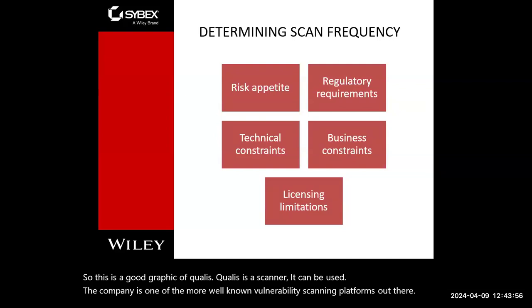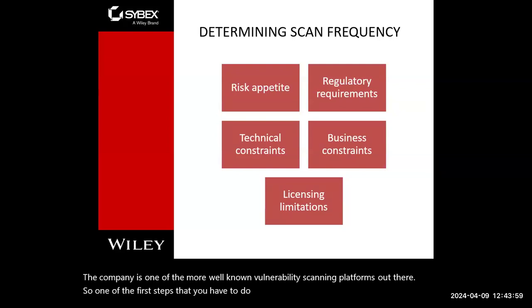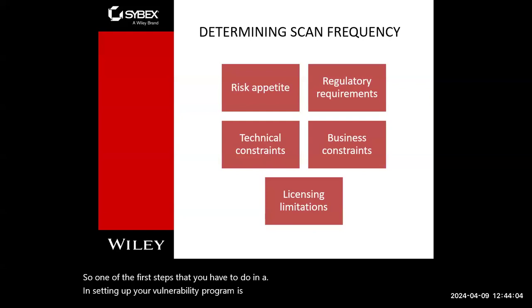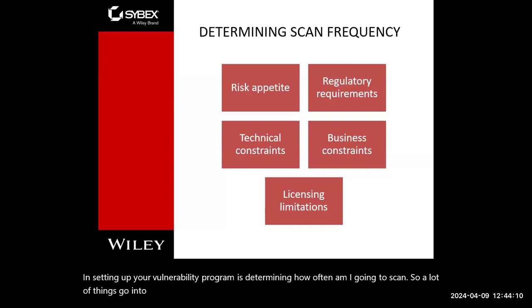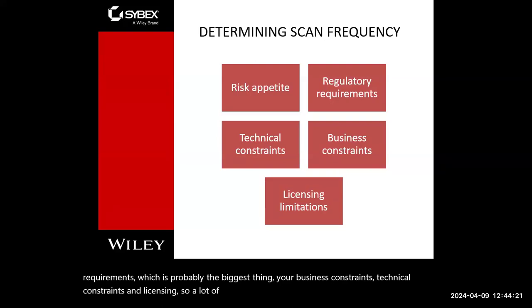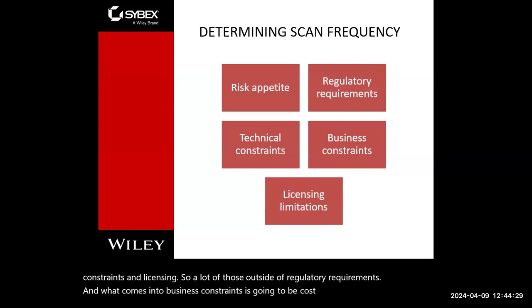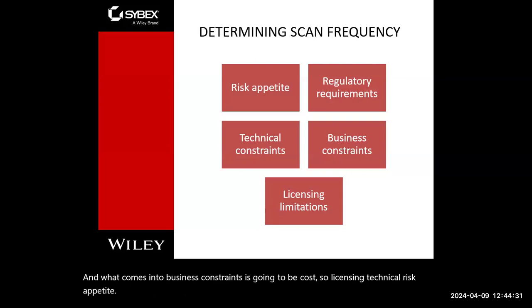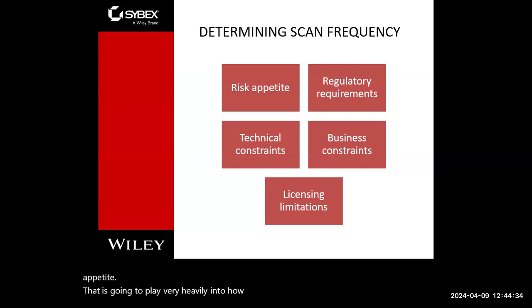So one of the first steps that you have to do in setting up your vulnerability program is determining how often am I going to scan. So a lot of things go into answering that question. Your risk appetite, your regulatory requirements, which is probably the biggest thing, your business constraints, technical constraints, and licensing. A lot of those, outside of regulatory requirements, and what comes into business constraints, is going to be cost. So licensing, technical, risk appetite, that is going to play very heavily into how much it is going to cost to do this on a regular basis.